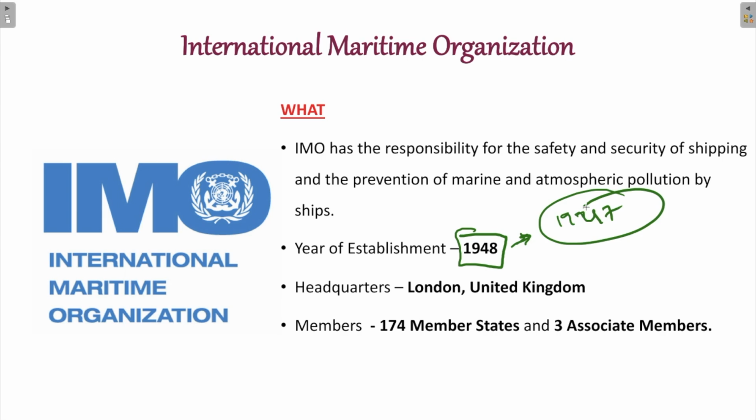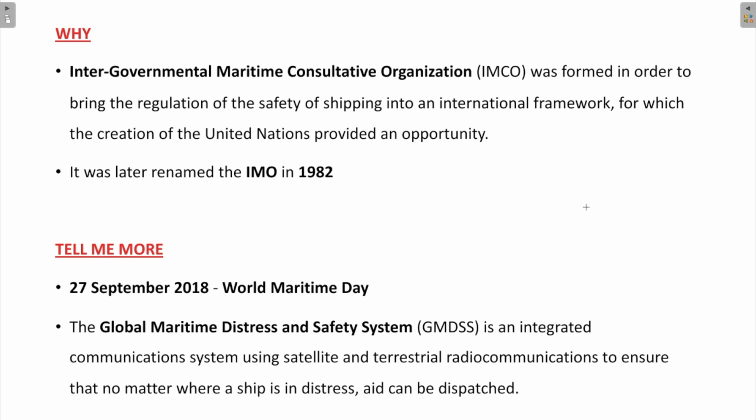And so there is always a way to remember the establishment year, because if we connect it with some story, then only we will be able to remember it. The headquarters of the International Maritime Organization are located in London, United Kingdom. Earlier there was the Intergovernmental Maritime Consultative Organization, which was formed in order to bring regulation and safety to shipping. Later it was transformed into an international framework, and it was renamed the International Maritime Organization in the year 1982.